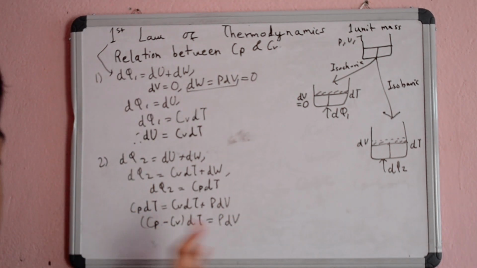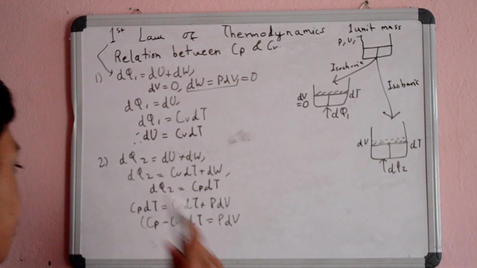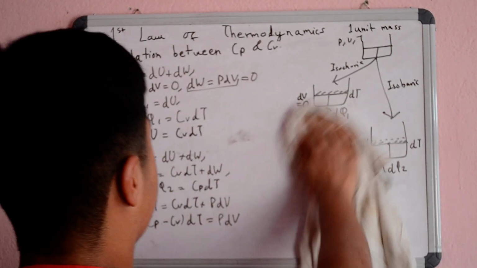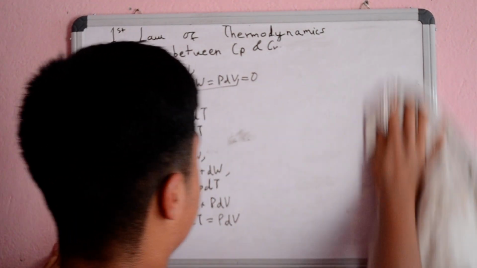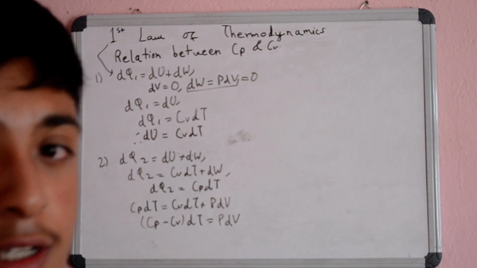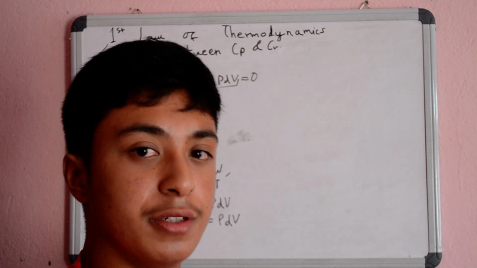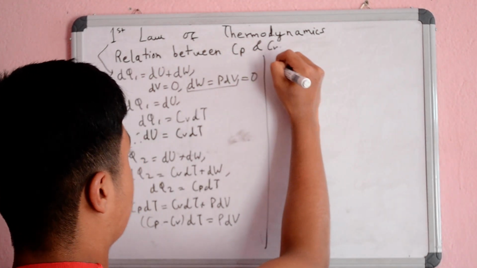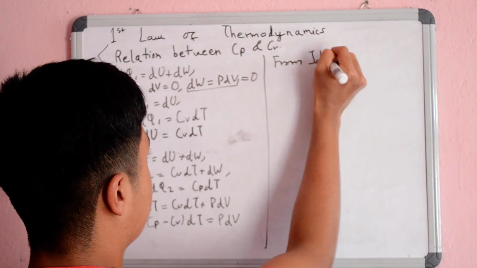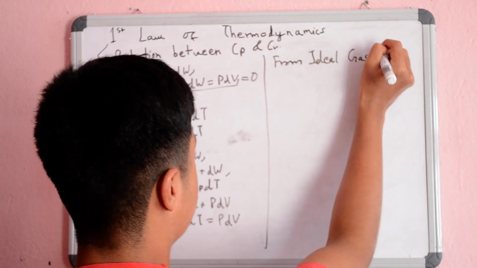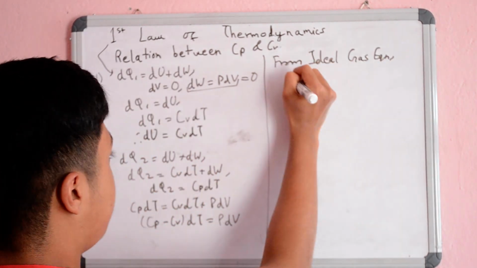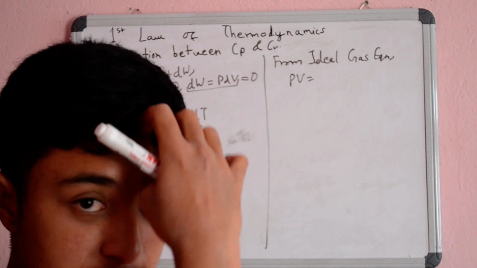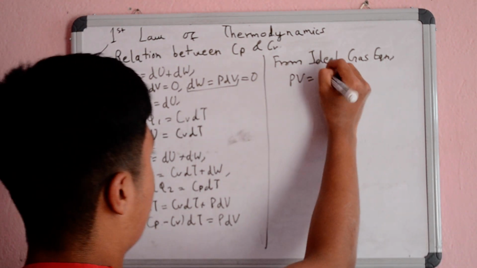Now essentially we just want to get Cp minus Cv, so we somehow have to remove the change in temperature. We know that in all of these thermodynamic processes we take an ideal gas. So let's take our ideal gas equation, which we covered in 11th grade chemistry. From the ideal gas equation, PV equals nRT. But since the number of moles is 1, for unit mass, PV equals RT.